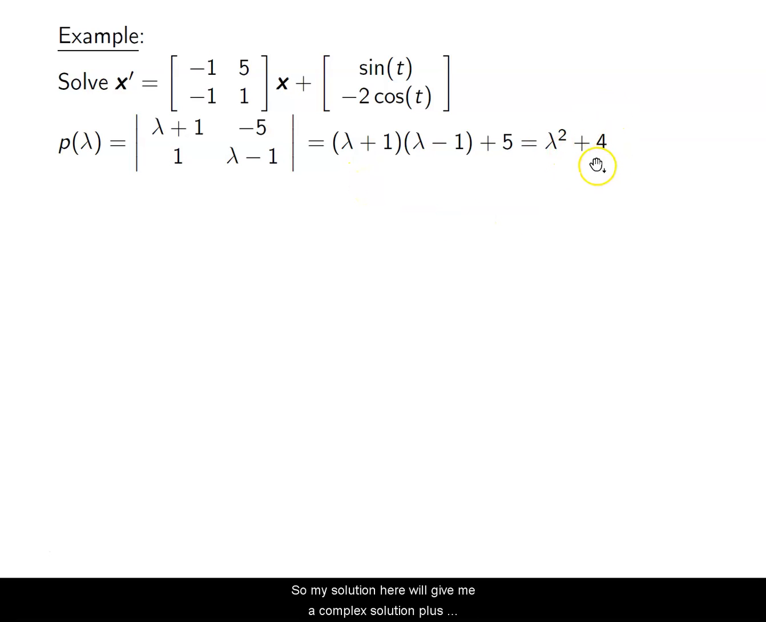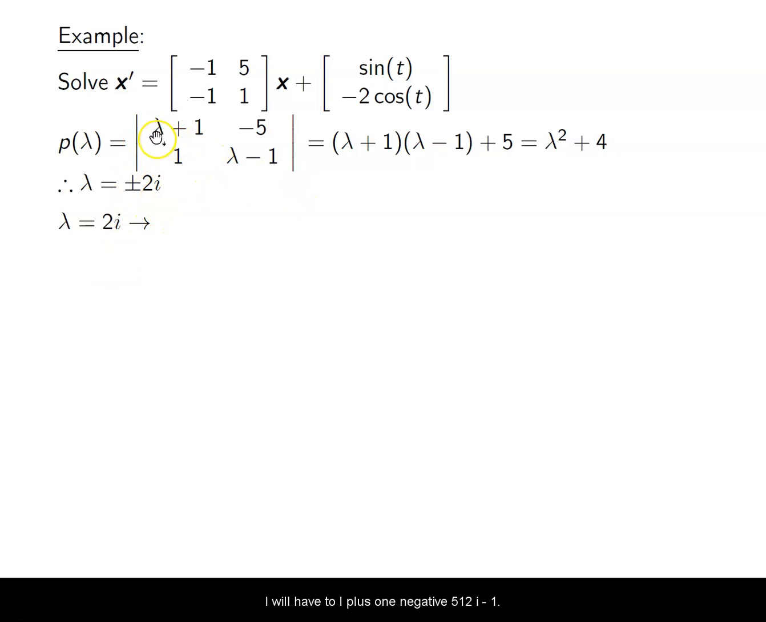My solution here will give me complex roots, plus or minus 2i. Remember, complex solutions are actually kind of nice because I don't have to find two eigenvectors. I just find the one, and that will automatically give me my second, but I only need the one to form my solutions. So plugging in 2i for lambda, I will have 2i plus 1, -5, 1, 2i minus 1. I set that equal to 0.